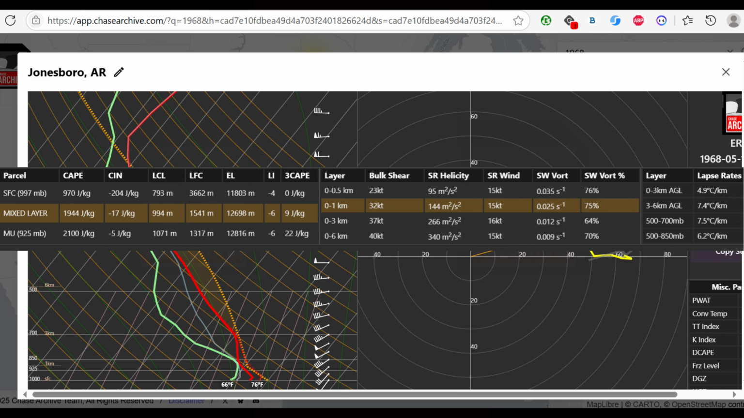this supercell probably produced very large hail as well. And you can see that the temperatures do cool off to -20 degrees just below 300 millibars, so quite a cold profile aloft as well.